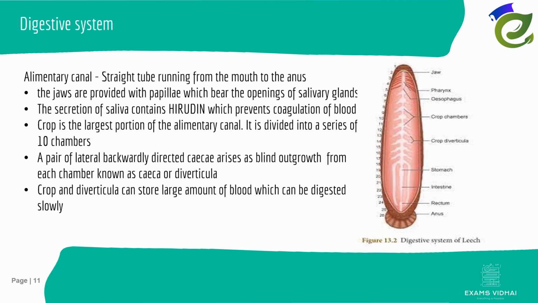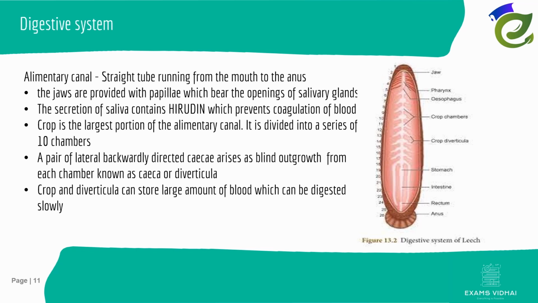Then what you see here is the crop diverticula. The crop diverticula is nothing but a pair of lateral backwardly directed ceca which arises as a blind outgrowth from each chamber. And the function of the crop as well as the crop diverticula is basically to store large amounts of blood which can be slowly digested later based on the energy requirement of the leech.